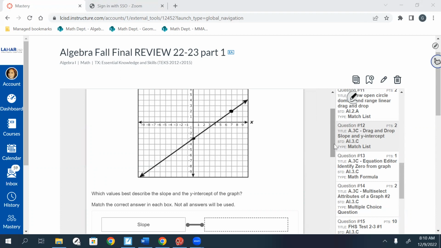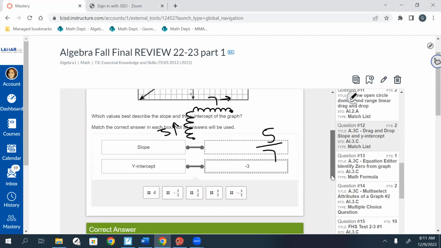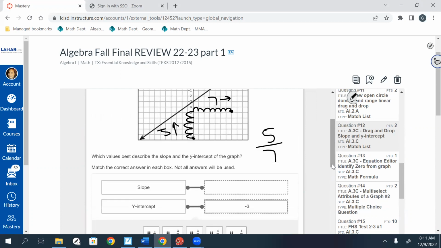And I always do it going from the left to the right. So we go up 1, 2, 3, 4, 5. So we're going up 5. And then we go over 1, 2, 3, 4, 5, 6, 7. 7 to the right. So going up is positive, so +5. Going to the right is also positive, so +7. And it's rise over run. So 5 over 7.